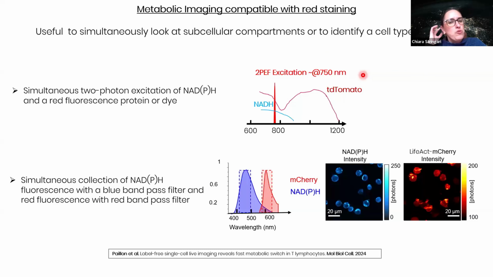So finally, I just want to point out that here we're doing label-free FLIM of NADH, but this is actually compatible with other markers and especially with red fluorophores or red fluorescent protein, because you can excite them simultaneously and collect them in two different spectral ranges. And then we use this a lot to, for example, identify cell types or subcellular compartments.